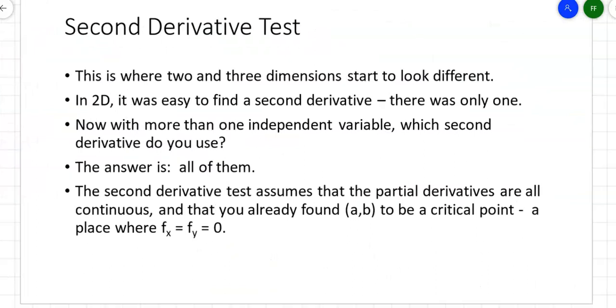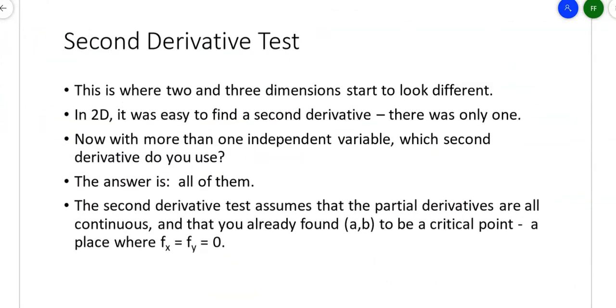All right, so the second derivative test. This is where the dimensions start to look different. In 2 dimensions, there was only one second derivative test. Now, which second derivative do you use for the second derivative test? The answer is all of them. There's 4 of them, right?